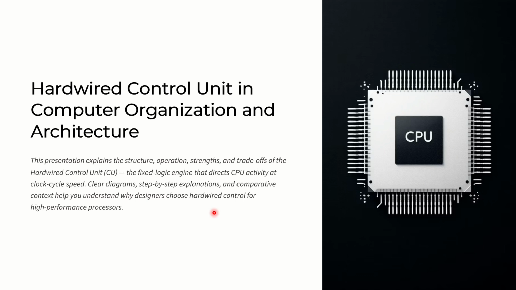Basically, we are going to learn about the advantages, disadvantages, and what a hardwired control unit is, its difference from the microprogrammed control unit, and how both of these work, and more.